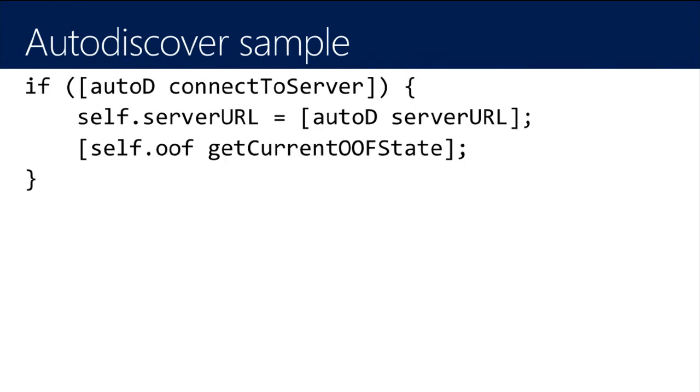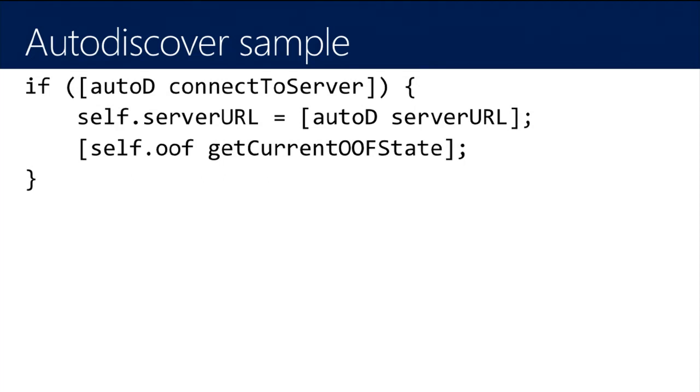So some of it's normal, right? Curly braces, if, assignment statements, that's all good. Where things start to break down a little bit is when you see these funky square brackets. This is just a method call. So in this case, I have an object called AutoD, and I'm calling its connect to server method. Here, I'm getting the server URL property and assigning its value to the server URL property of myself. And you'll see what that means in the context of the object in just a minute.